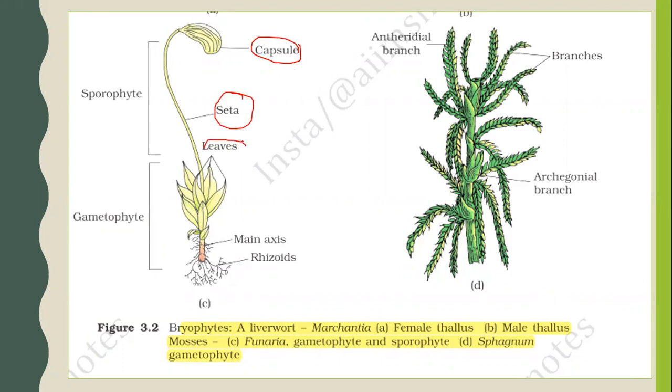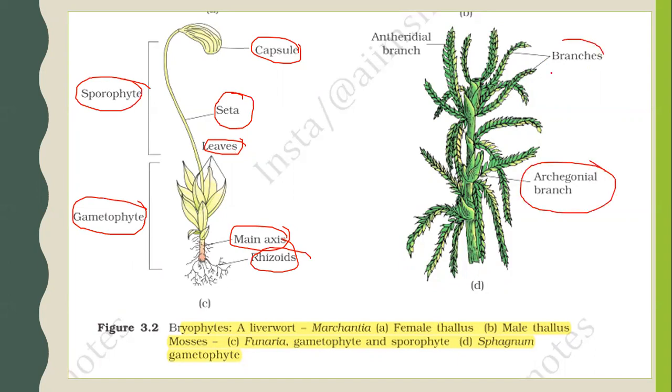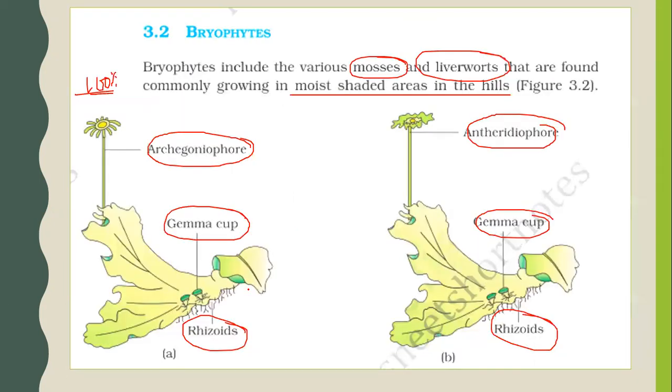Leaves, main axis and the rhizoids. This leafy part is a gametophyte and the other part is a sporophyte. This is the archegonial branches and this is simply the branches. So the first one shown was the liverwort, that is Marchantia: first, the archegoniophore in the female thallus and the antheridiophore in the male thallus. This is the female. This is the male thallus.